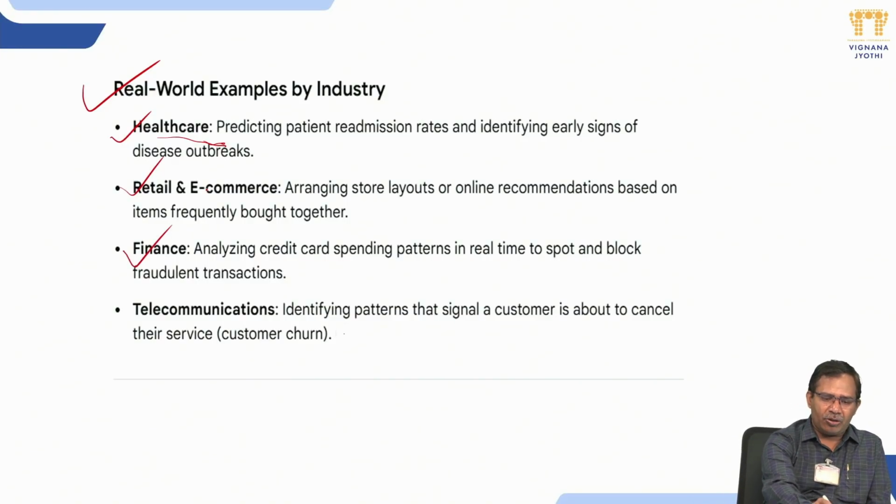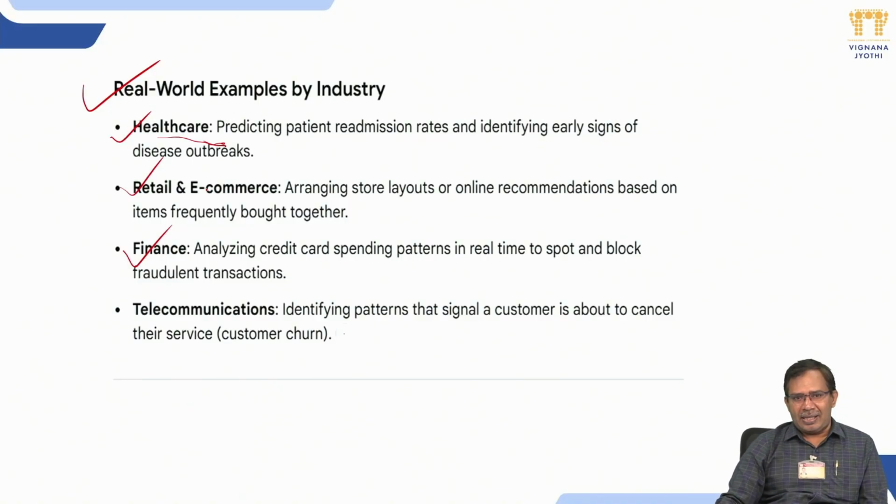Then comes the finance domain, where credit card spending patterns are analyzed in real time to identify and block fraudulent transactions. Different customers are there with a banking organization, so they have to analyze the particular transactions done by customer 1, customer 2, customer 3, and based on their transaction properties and habits, they are going to segment the customers.